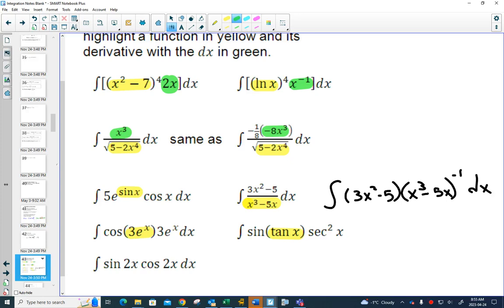Next one, derivative of sine is cos, so that appears nicely there. Cos 3e to the x, the inside function 3e to the x, the derivative is 3e to the x. It matches up perfectly. The derivative of x cubed minus 5x is perfectly 3x squared minus 5. And the derivative of tangent is secant squared.